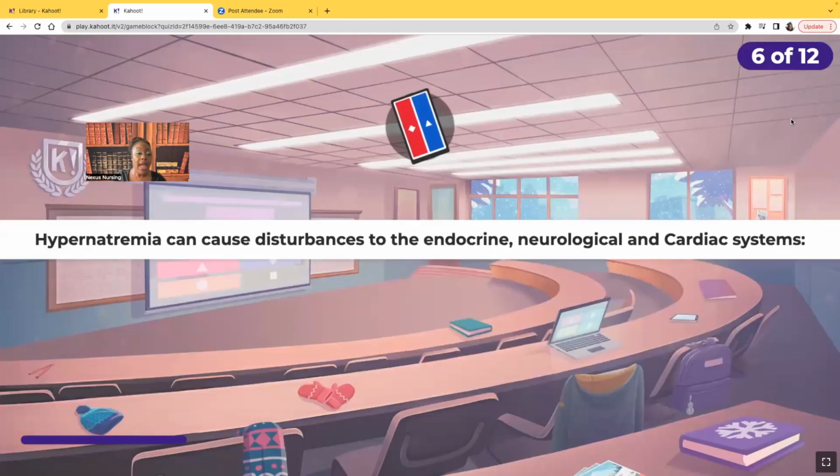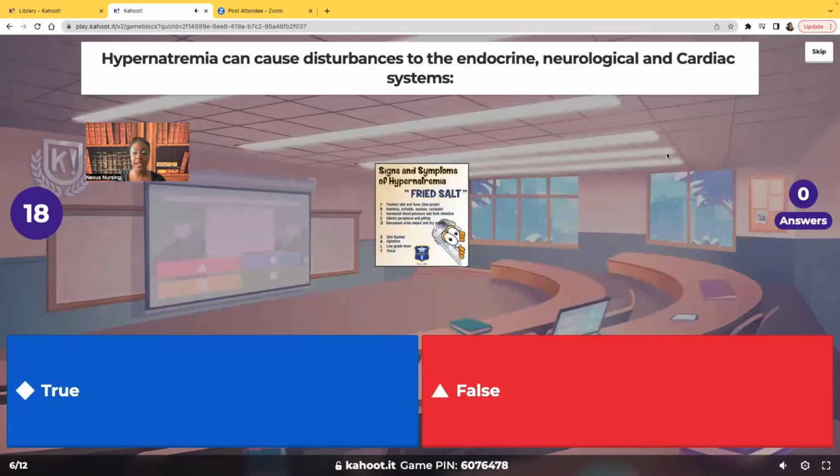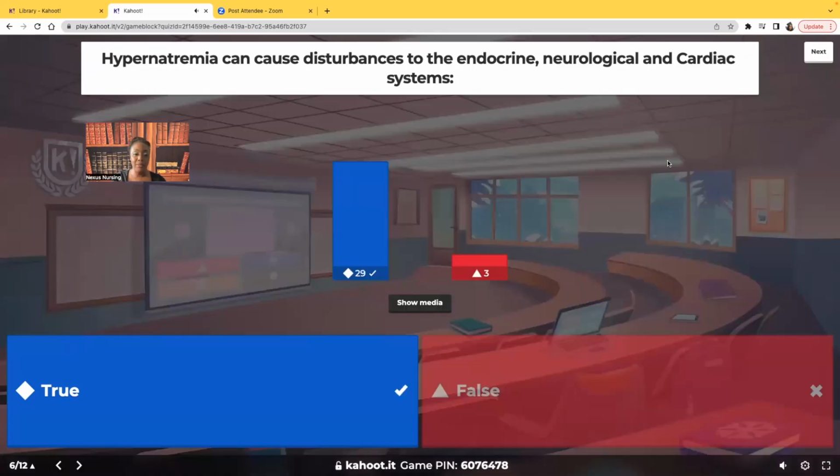True or false? Hypernatremia can cause disturbances to the endocrine, neurological, and cardiovascular system. Is that true or is that false? We're switching gears now. We're talking about hypernatremia. Can it cause disturbances to the endocrine, neurological, and cardiac system? True, absolutely. And you'll find out in just a few slides how it can affect, but yes, it affects all of those systems.